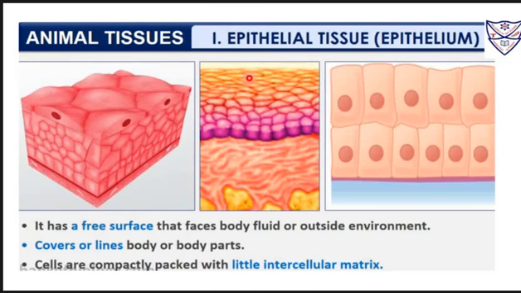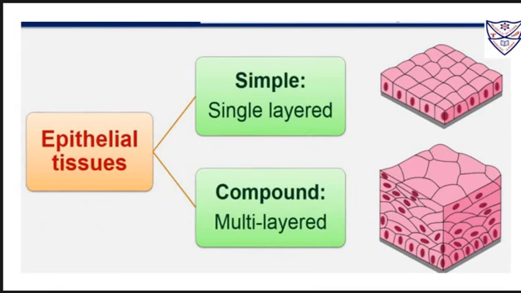Here the cells are compactly packed with little intercellular matrix. You can see here all the cells in these tissues are very tightly packed. So the epithelial tissue can be divided into simple or compound epithelium. As you can see here, a simple epithelium is usually single layered, whereas a compound epithelium can be multi-layered.